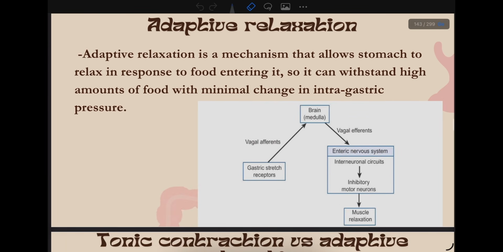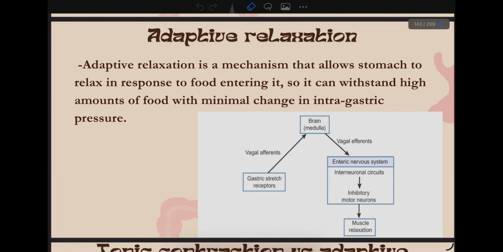Adaptive relaxation. Adaptive relaxation is a mechanism that the stomach has. Do you remember the receptive relaxation? It's similar, but this time it's for the whole stomach, where it basically relaxes the whole of the stomach to withstand the high amount of food. Okay? Because you don't want the stomach to be very contracted when you have a high amount of food. So it relaxes to allow food to come in and doesn't change the intragastric pressure much.